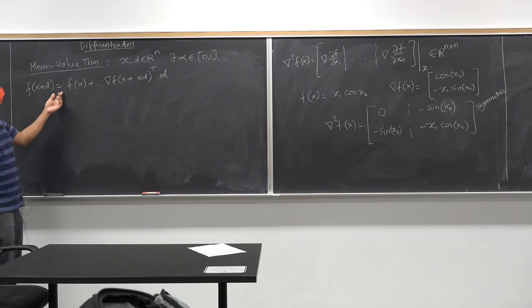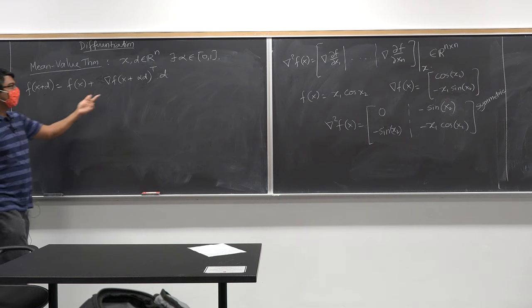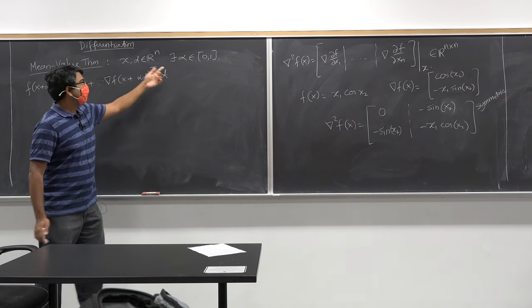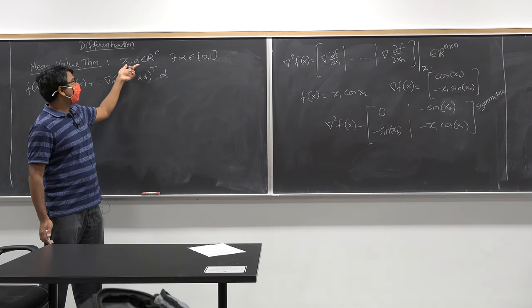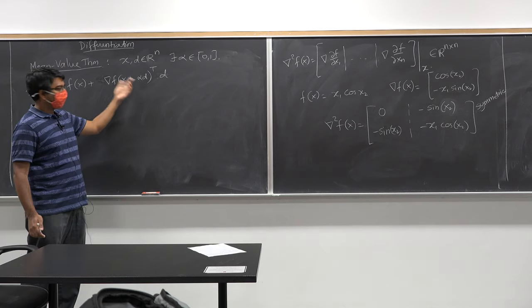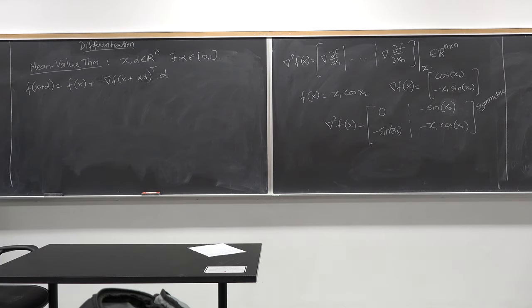On the other hand, the mean value theorem says that there is an equality for some value of alpha which is between 0 and 1. And this alpha actually depends on the point x and the point d that you have taken, and the shape of the function and all that stuff. So it's really not clear how to compute such an alpha, but at least you get an idea of how to approximate if need be.